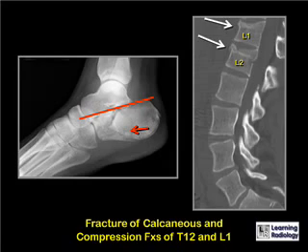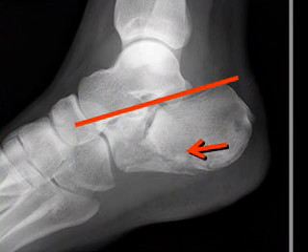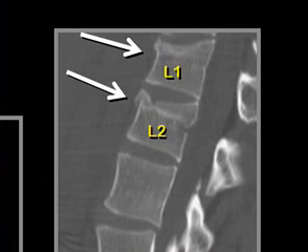Here's a patient who has a fracture of the calcaneus in which Bowler's angle is 0 degrees. The fracture of the calcaneus is a comminuted fracture. And as importantly, this lateral reconstruction from a CT of the thoracolumbar spine shows compression abnormalities of both L1 and L2 associated with the fracture of the calcaneus.